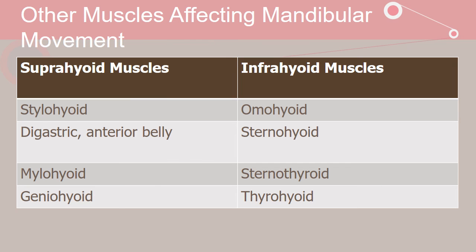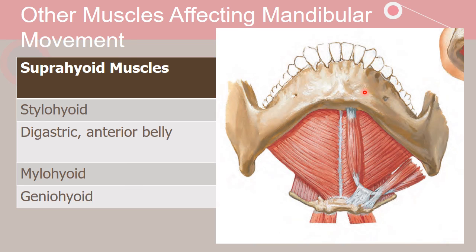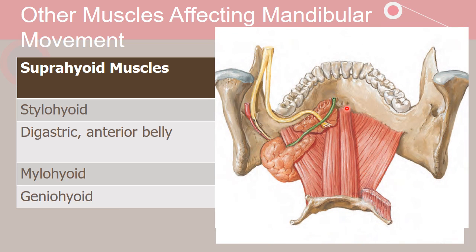These are the other muscles that affect mandibular movement. They are grouped into two, the suprahyoid muscles and the infrahyoid muscles. The suprahyoid muscles extend superiorly from the hyoid bone to the mandible. We have four suprahyoid muscles: the stylohyoid, the digastric muscle, particularly the anterior belly, the mylohyoid muscle, which forms the floor of the mouth, and the geniohyoid muscle.